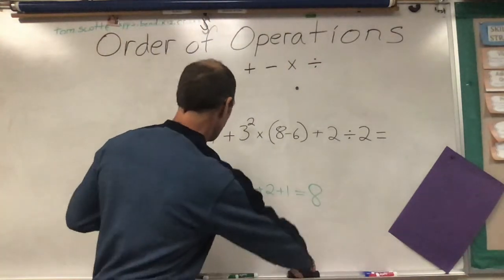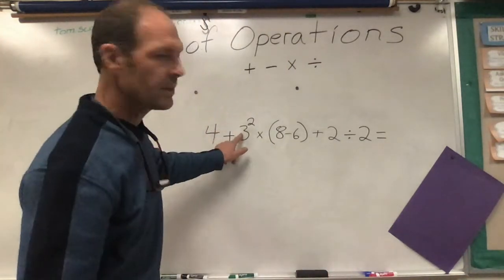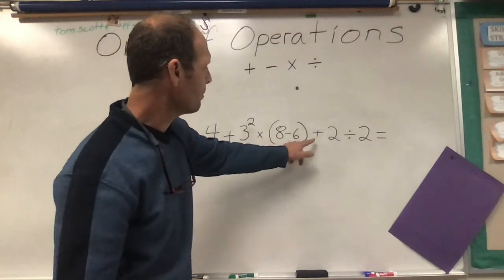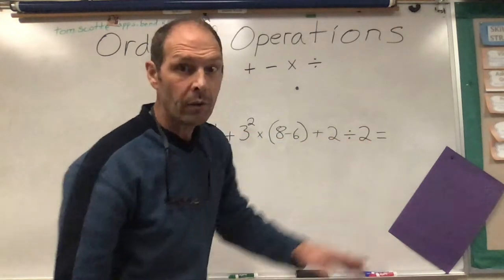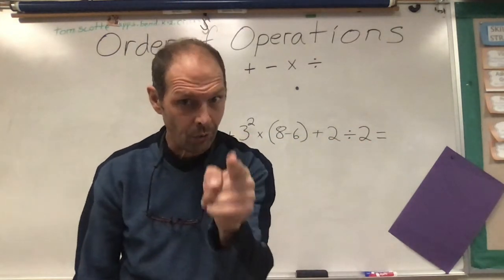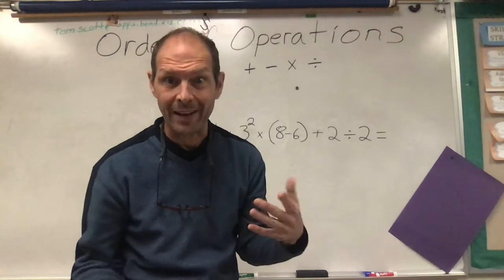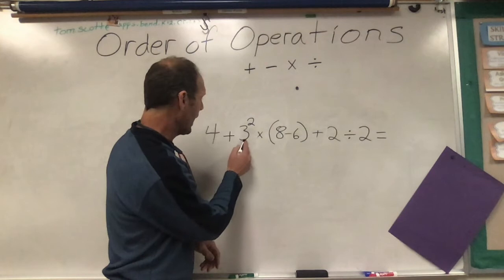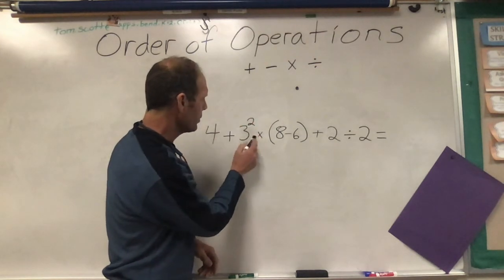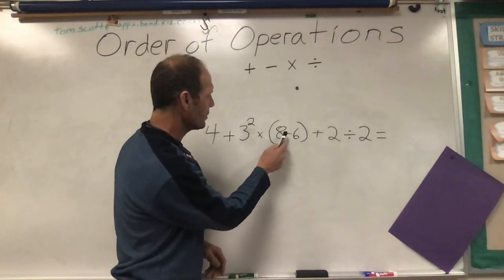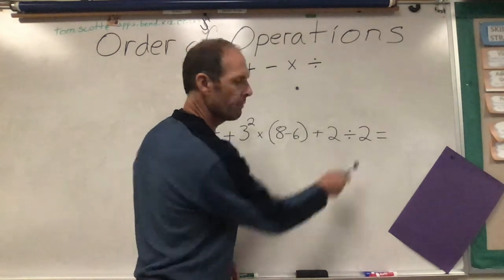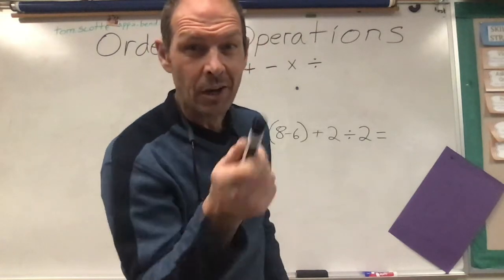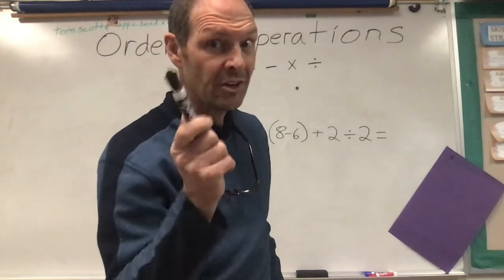Here we have 4 plus 3 to the second power, that's how you say that, times 8 minus 6 plus 2 divided by 2. Now, if you don't know order of operations, you might be likely to do something like this. First, I'll do 4 plus 3, and then I'll do that to the power of 2. Then I'll multiply that by 8, and then I'll subtract 6, and then I'll add 2, and then I'll divide by 2. And you would get the wrong answer because you're not using the correct order of operations. Here's how you should do it.